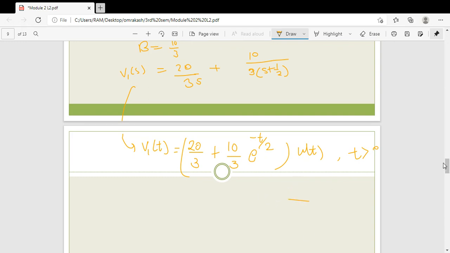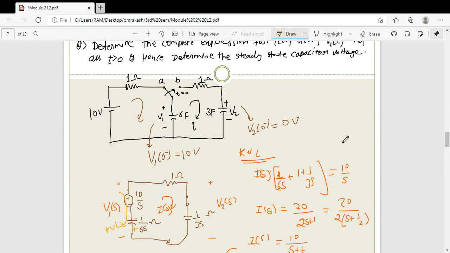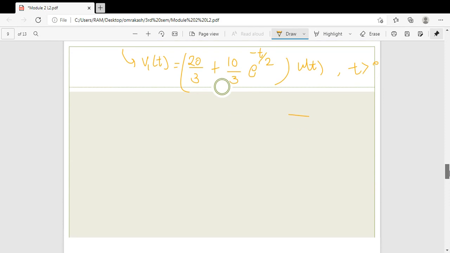And in a similar way, you can easily find out this V2 also. For finding this V2, the same you have to apply. V2 is this, right? What is the direction of current here? Entering node is positive, negative, and this V2 is nothing but here. Apply KVL here. When you apply KVL in the outer loop, you will get V2 is equal to I of S into 1 by 3S, right?